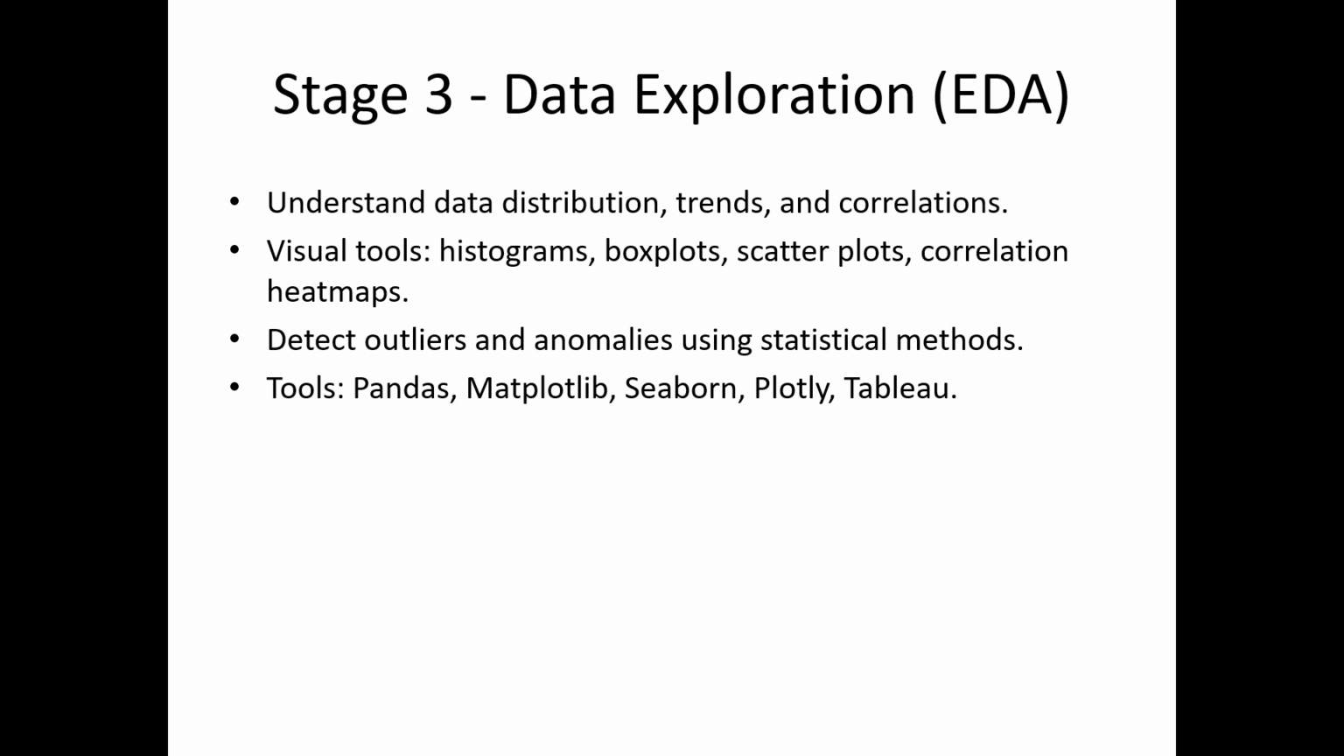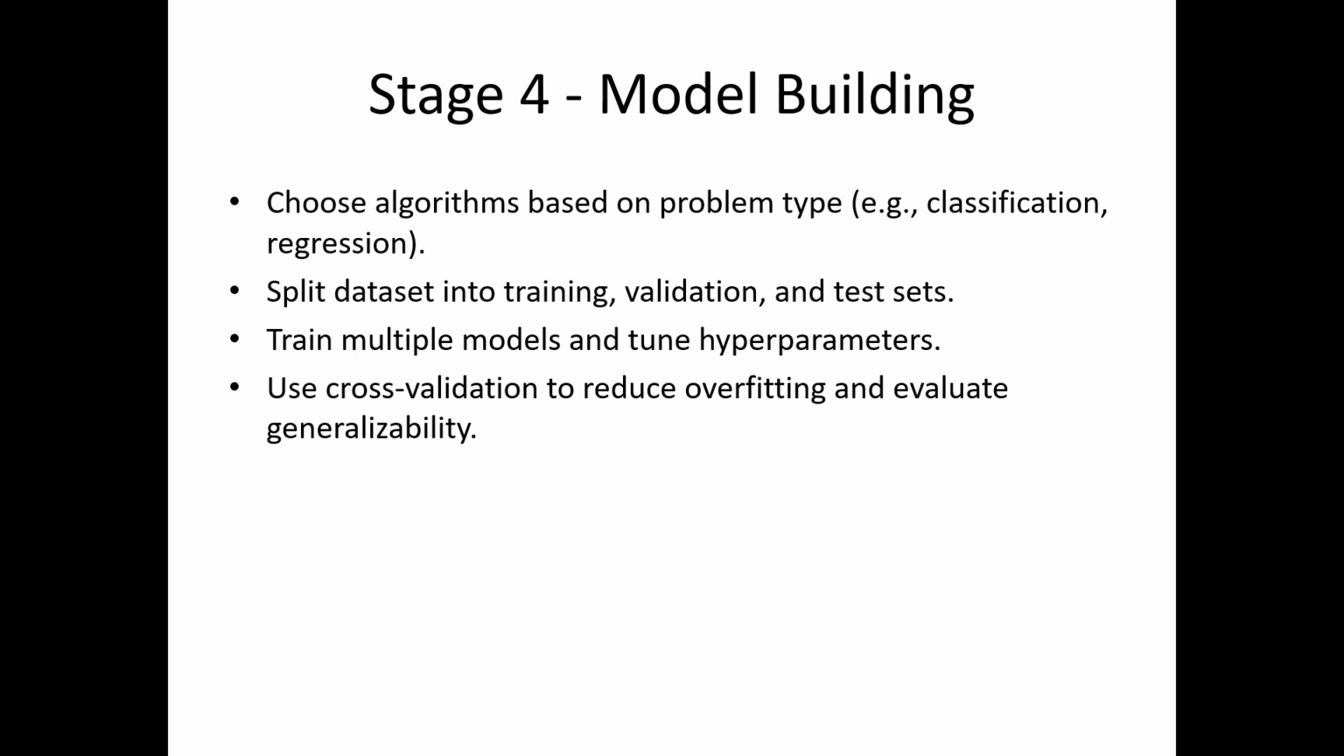Some of the frequently used tools in this kind of data exploration are histograms, box plots, scatter plots, and correlation heat map, which are especially used for detecting outliers and anomalies by using statistical methods. Some of the frequently used libraries or tools are Pandas, Matplotlib, Seaborn, and Plotly. These belong to Python, and otherwise we will go for Tableau or Power BI.